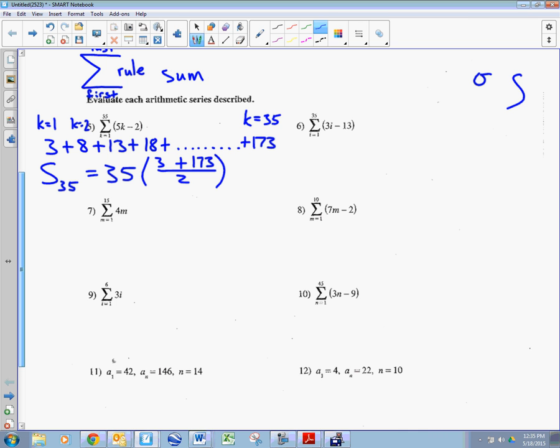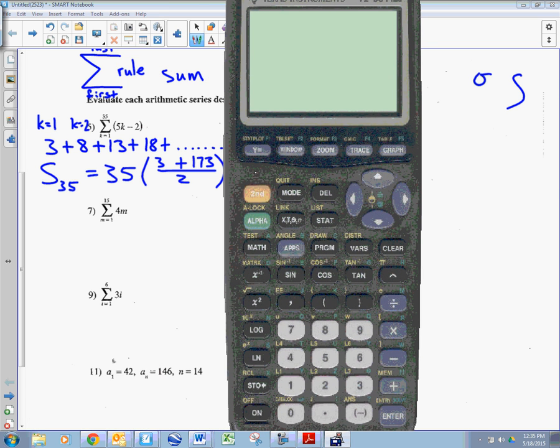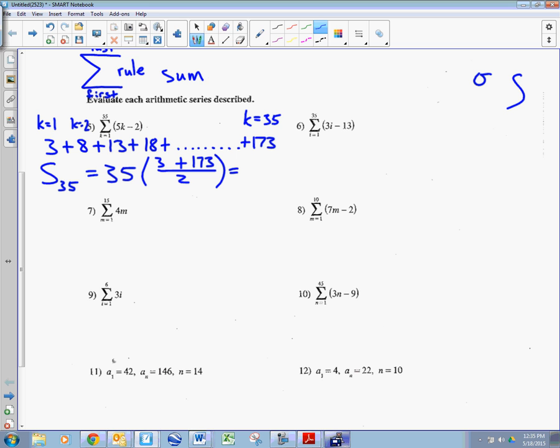So I multiply these out. What do you get? Somebody, calculator, go. 3,080? Okay, thank you, Connor.